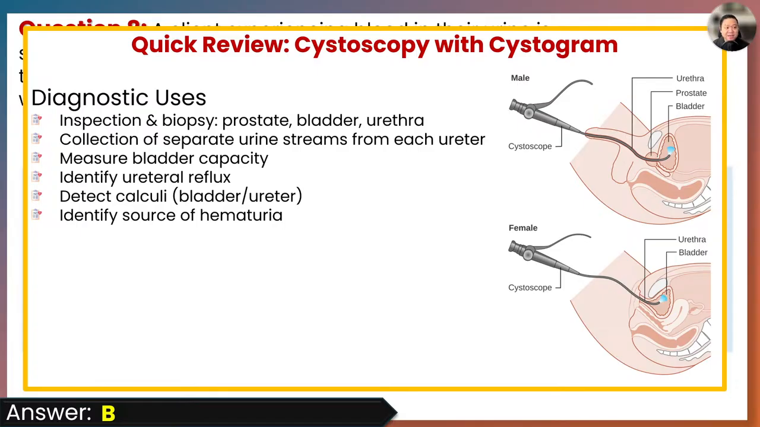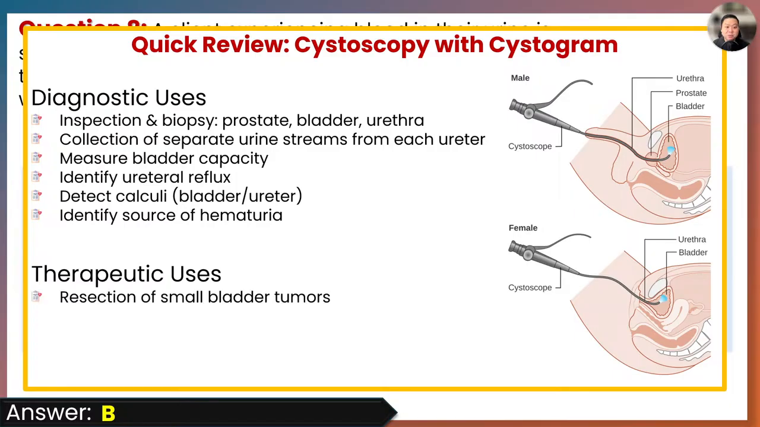Now, take note that the cystoscopy and cystogram can also have therapeutic uses. It will also help in resecting those small bladder tumors, which can be removed through the urethra, and it will kind of avoid major surgery procedure.